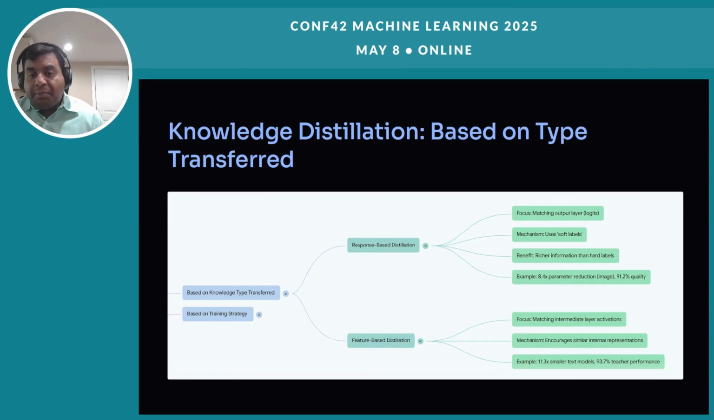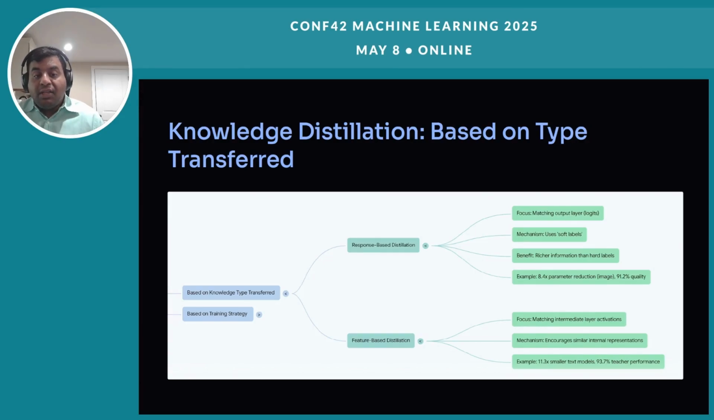This is the most common type, focusing on matching the output layer of the student to the teacher. Using those soft labels that were mentioned, it captures the teacher's final prediction reasoning. Examples show a significant parameter reduction while retaining high quality, up to 91% of teacher.